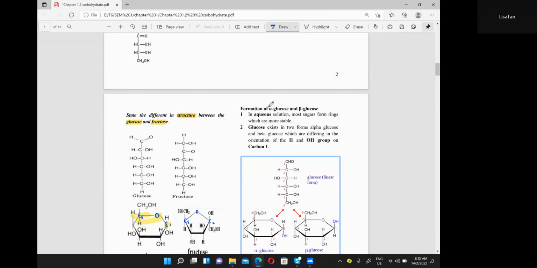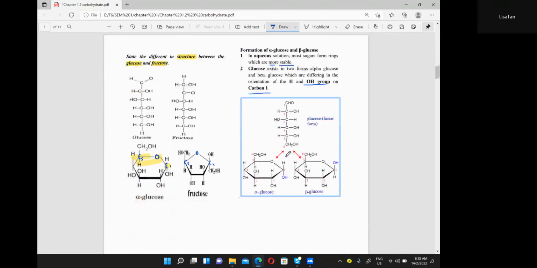Next, the formation of alpha glucose and beta glucose. In aqueous solution, most sugars form rings. Why? Because rings are more stable. Glucose exists in two forms, alpha glucose and beta glucose, which differ in the orientation of the OH group on the carbon 1.